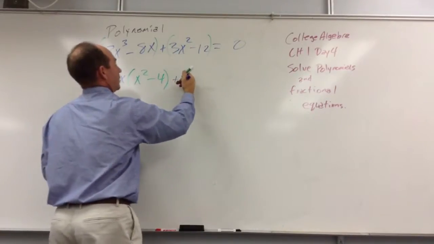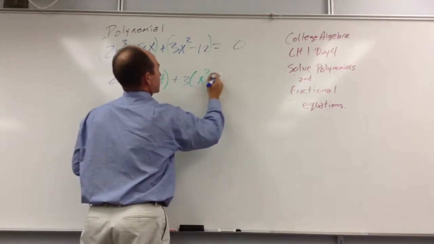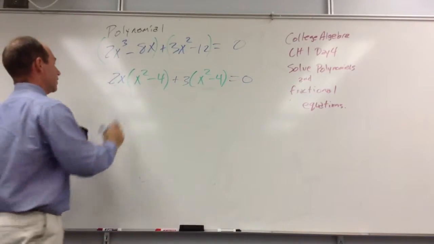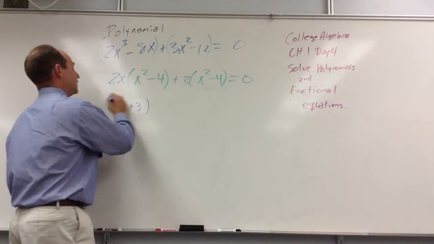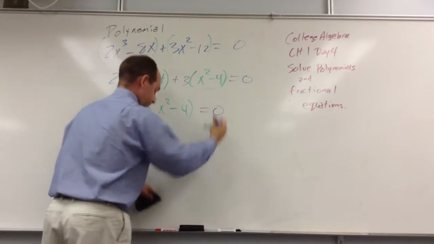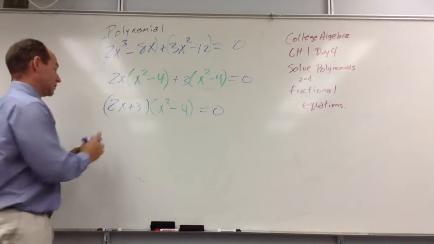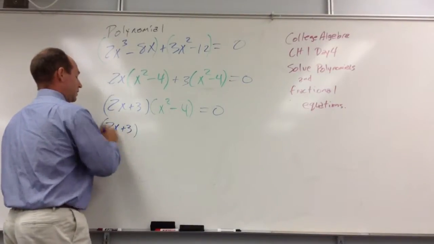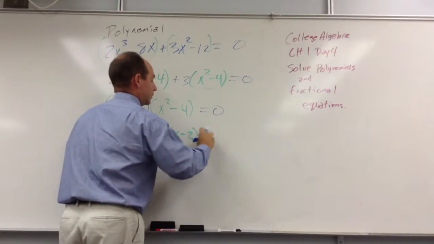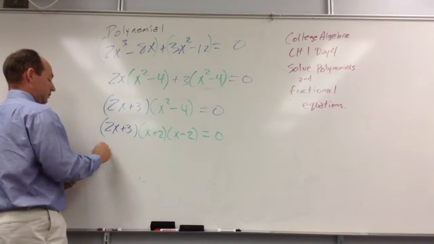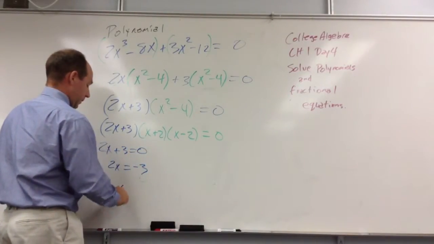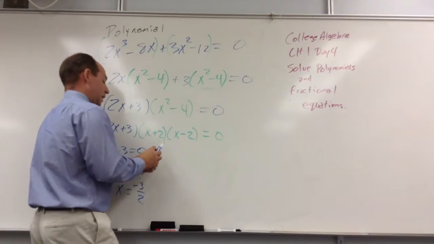Plus, what do these have in common? A 3. What's left over? An x squared minus a 4. Well, I certainly hope those two things are the same, and they are! So we have 2x plus 3 times x squared minus 4 equaling 0. Now, remember, this can be broken down some more. So x squared minus 4 can be factored into x plus 2 and x minus 2. And now we can see all of our answers. 2x plus 3 is 0. So 2x is negative 3. X is negative 3 halves. X plus 2 is 0.